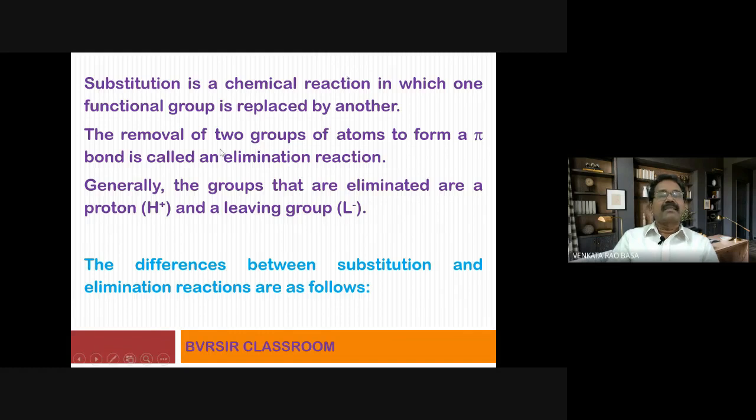What is a substitution reaction? Substitution is a chemical reaction in which one functional group is replaced by another.